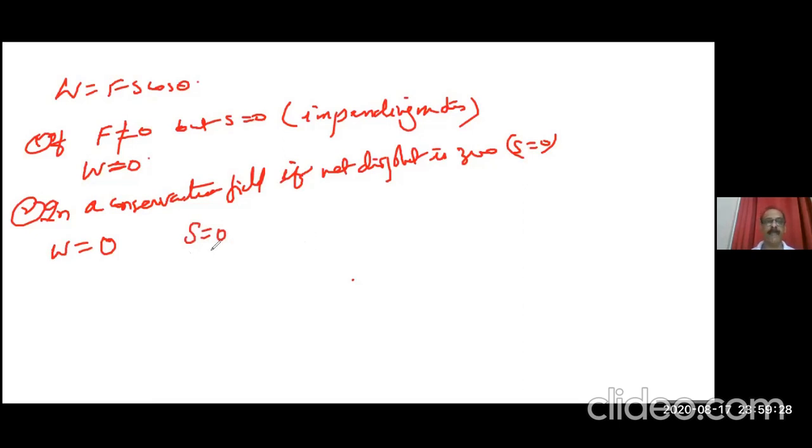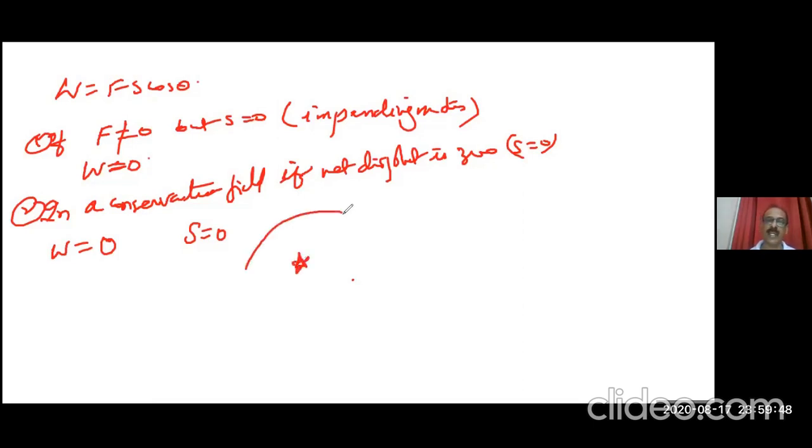Or an electron moves along an orbit. That is another example.